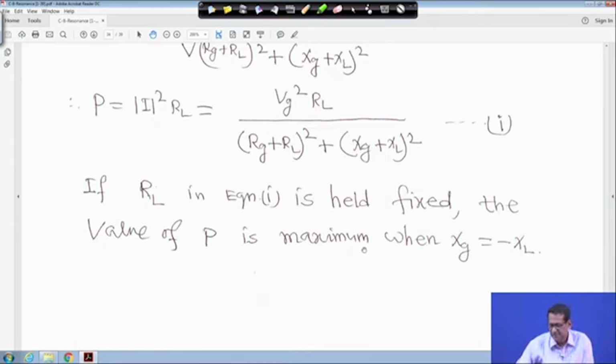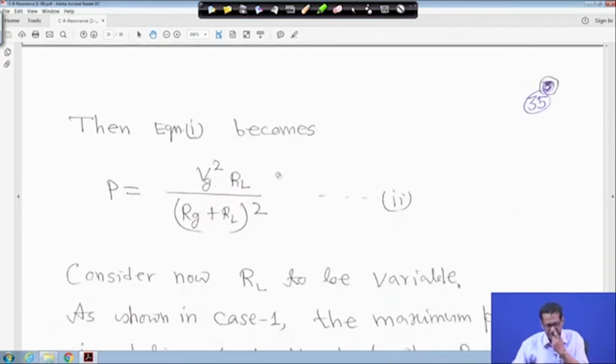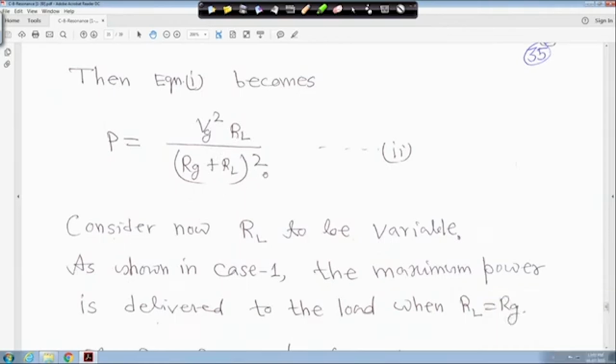In that case the value of P is maximum, because X_G equal to minus X_L means X_G plus X_L is equal to 0, and this term will not be there. So if R_L is held fixed, equation 1 will become VG squared into R_L upon R_G plus R_L squared. This is equation 2, right.